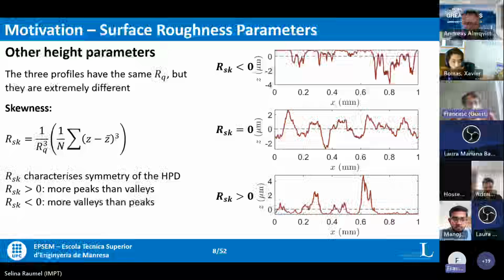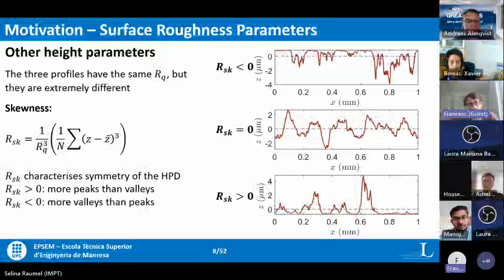And again, we can have these two profiles that have the same RQ, the same skewness, but they still look quite different. The one on the top has one massive, very high peak, whereas the other one has a lot of much smaller peaks. And of course, you can think that this is also going to affect the performance, because, for example, if we talk about contact, the one on top is going to contact only on this very high peak, while the other one is going to make contact very quickly on a different number of peaks.